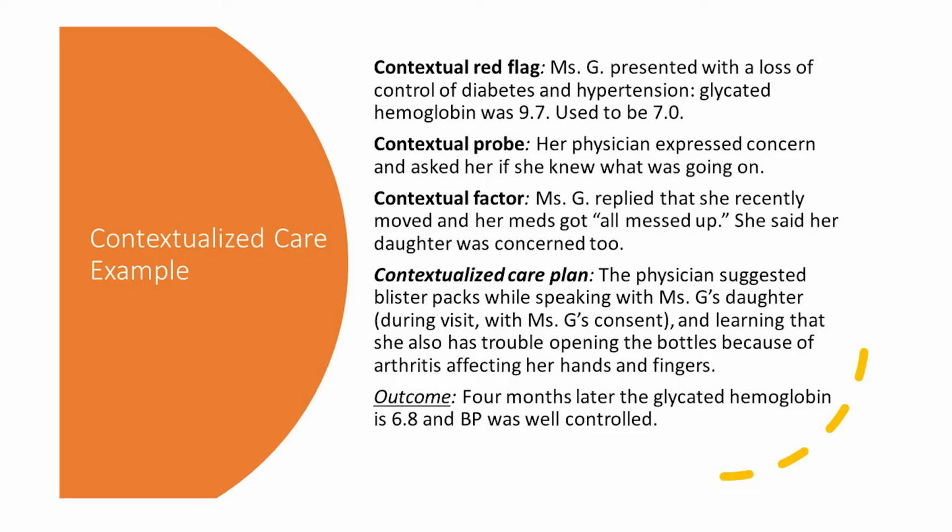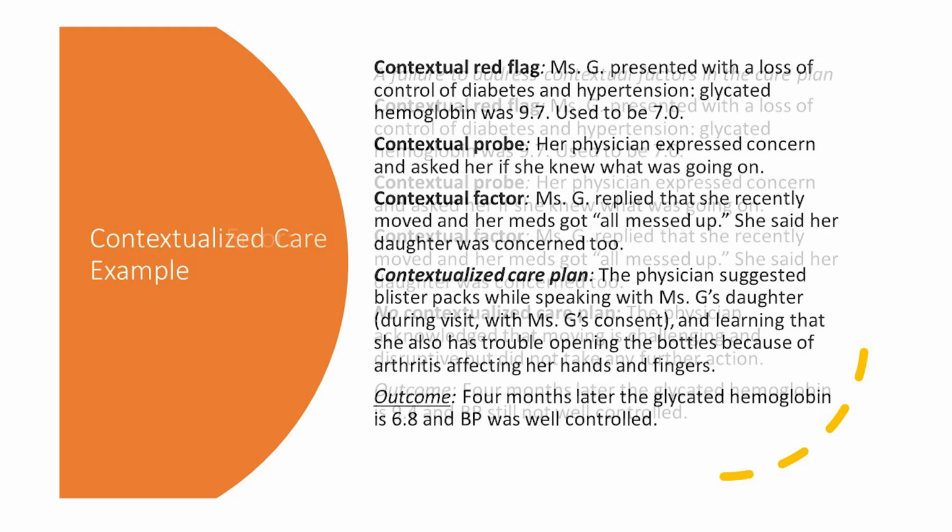And finally, in response, the physician suggested that the pharmacy package her meds in blister packs. This plan turned out to be especially helpful because Ms. G had been having trouble opening her medicine bottles because of arthritis in her hands. So that's the contextualized care plan. And at a follow-up visit 4 months later, her diabetes and blood pressure were back under control.